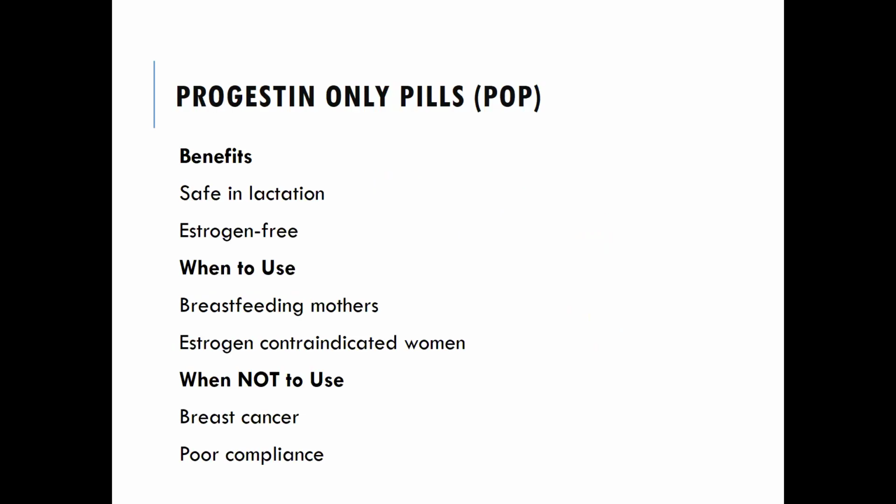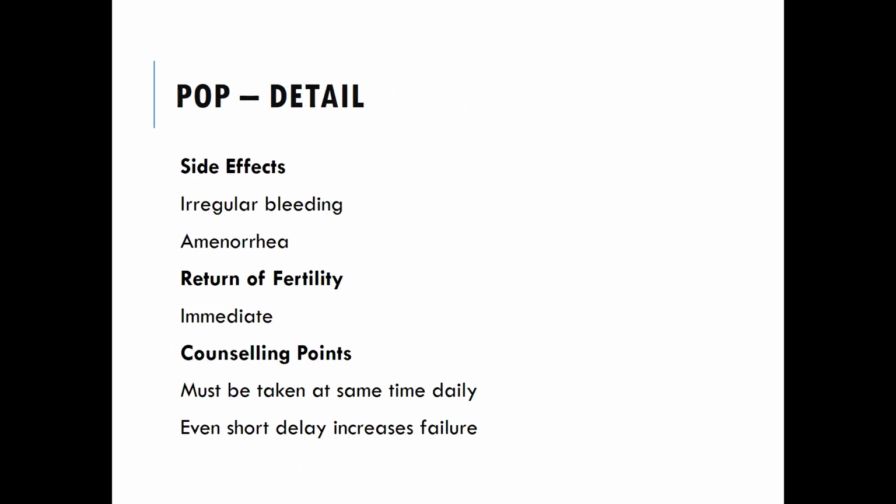Then the second pill is progestin only pills. It's safe in lactation and it's estrogen free, so the side effects caused by estrogen are not faced in this case. Use when the mother is breastfeeding and estrogen is contraindicated in that woman. When not to use: when she has breast cancer and poor compliance. Side effects are mild, like irregular bleeding and amenorrhea. Fertility returns immediately, and the patient should be concerned that she must take the pills at the same time daily, and even a short delay can increase the failure.